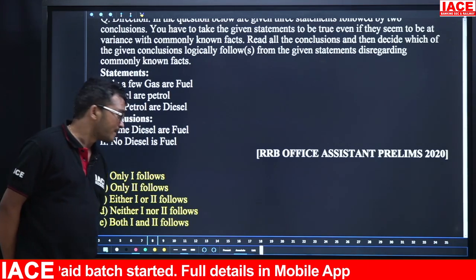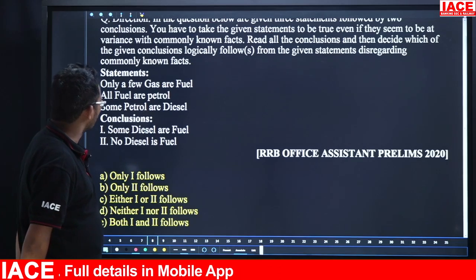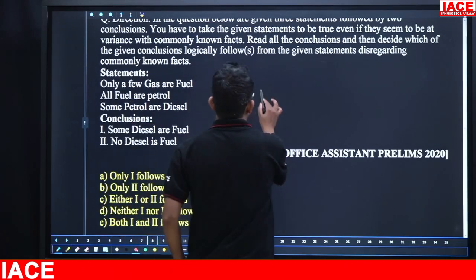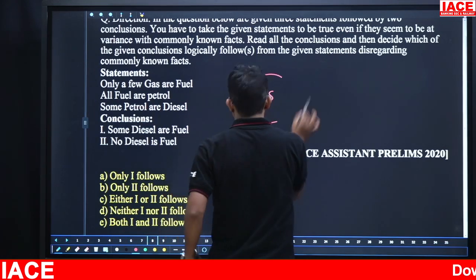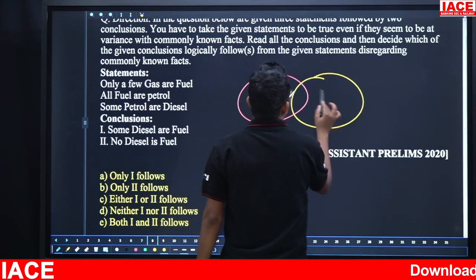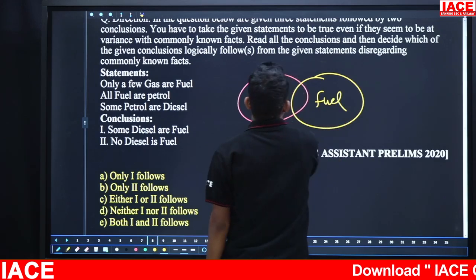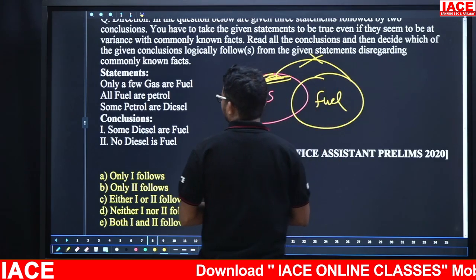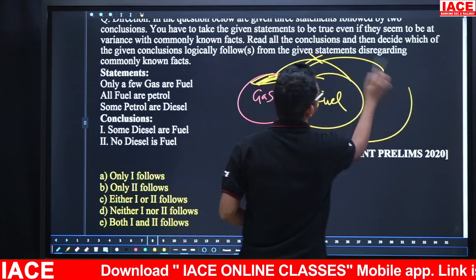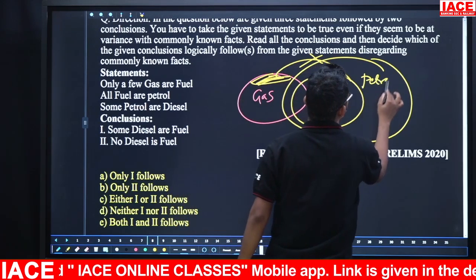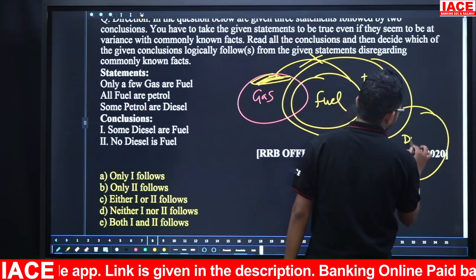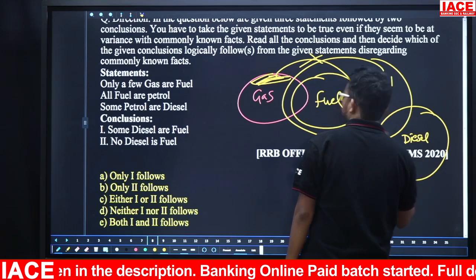Yes, time up. So take here given statements. Only few gas is a fuel. That means same statements and take here gas. Some part of gas is a fuel. At the same time, some part of gas is not fuel. Next one, all fuel is a petrol. Friends, take a fuel. This all fuel is a petrol. Next, some petrol is a diesel. Some part of petrol is diesel. So these are the given statements.